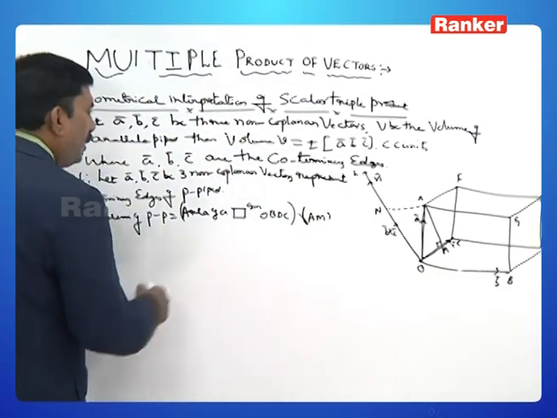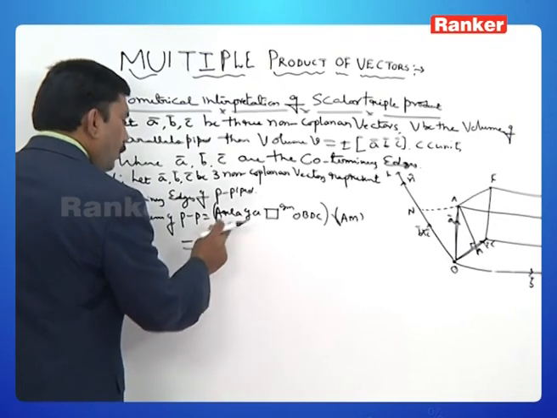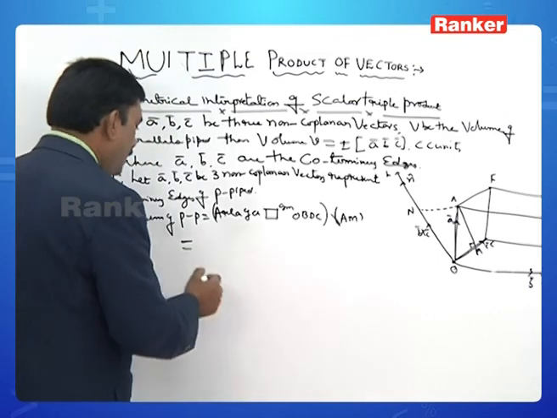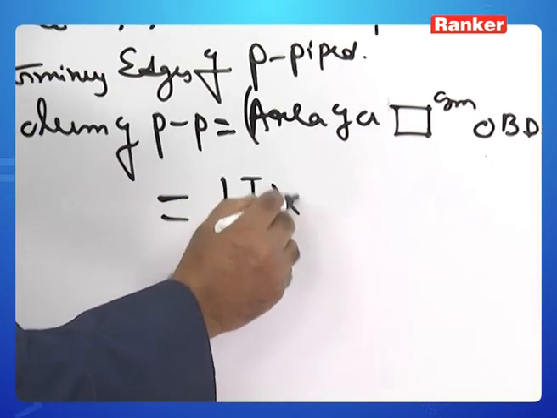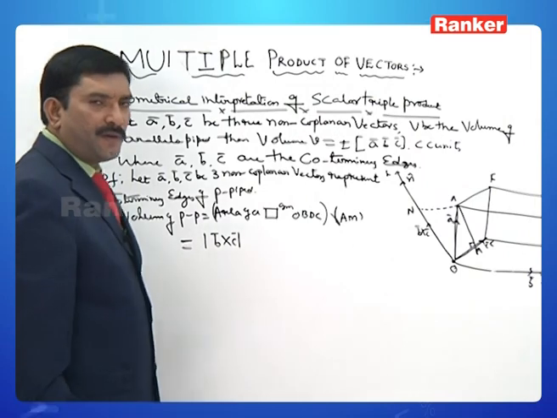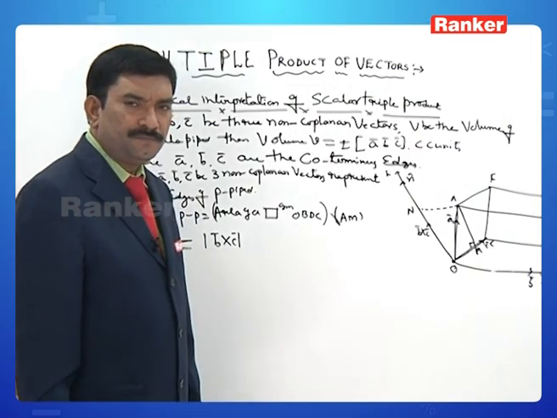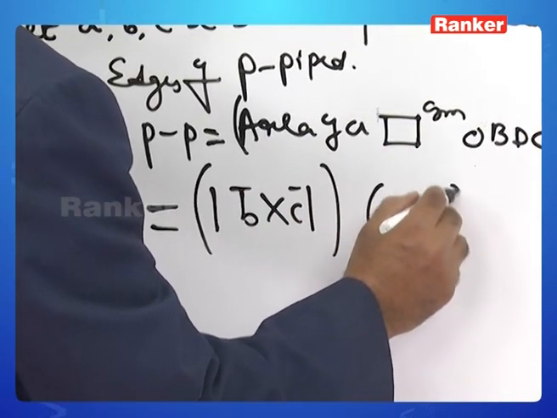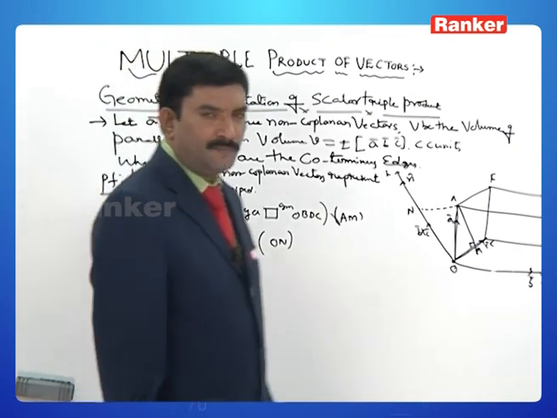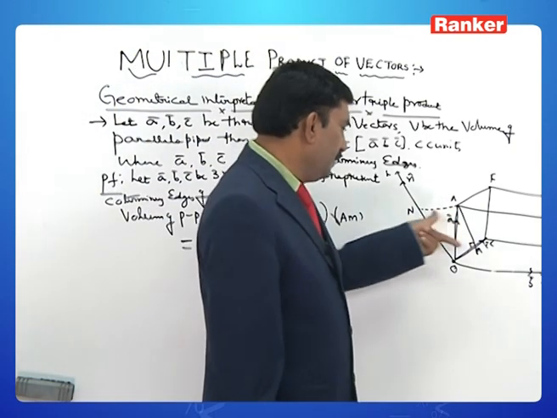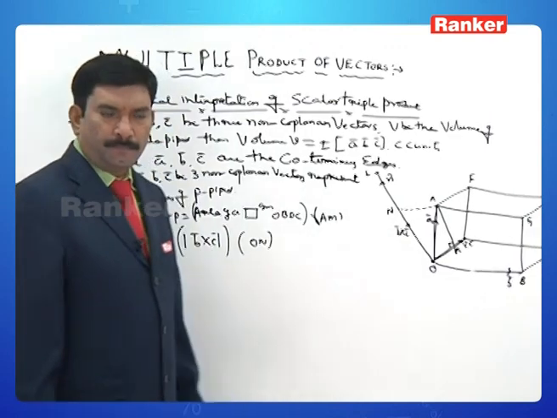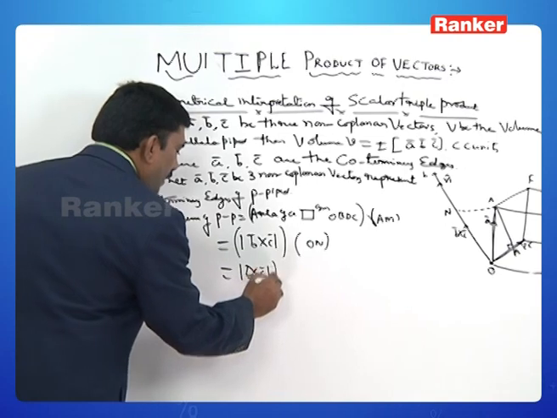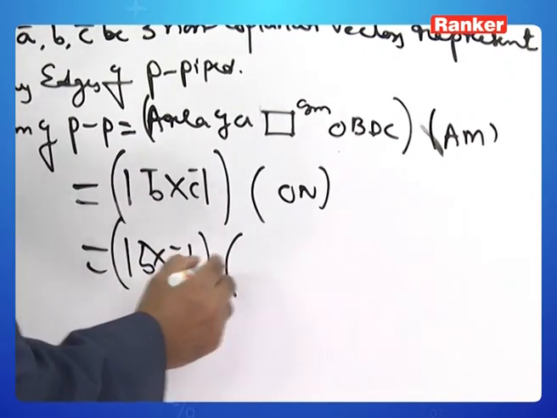What is AM or MA as you please? What is the area of parallelogram OBDC with adjacent sides B bar and C bar? It is given to be modulus of B bar cross C bar into, I call it ON. Right? It's also a length. So therefore, what I write is B bar cross C bar into, what is ON?